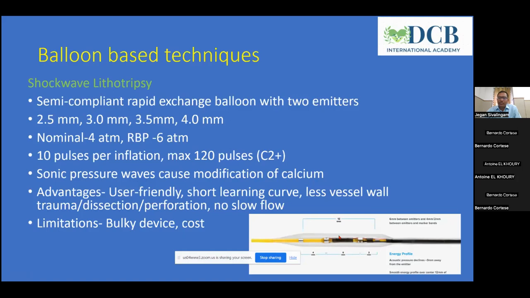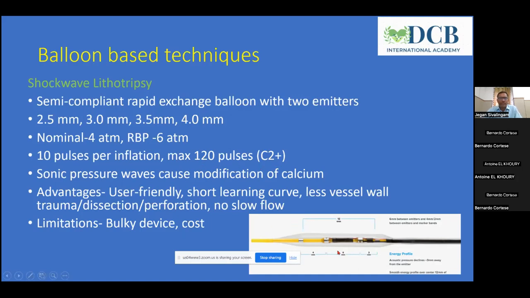So that it creates cracks in the medial as well as deep calcium, and they say it's effective in nodules also. Initially it is inflated up to 4 atmospheres, then it can be inflated up to 6 atmospheres. This is the RBP. Per each inflation it emits 10 pulses. Initially it had 80 pulses, but now the latest C2 plus version has 120 pulses.